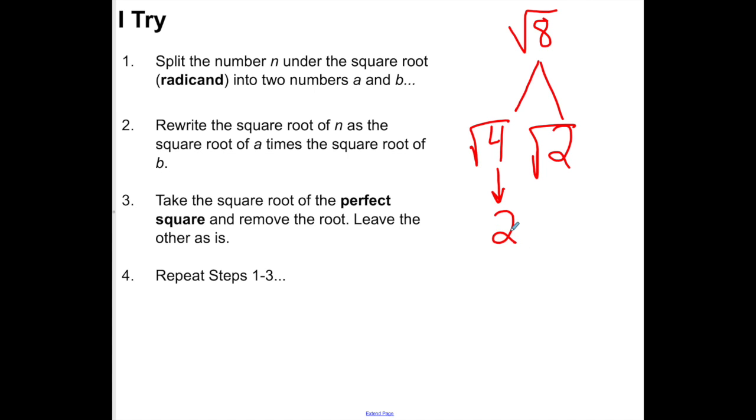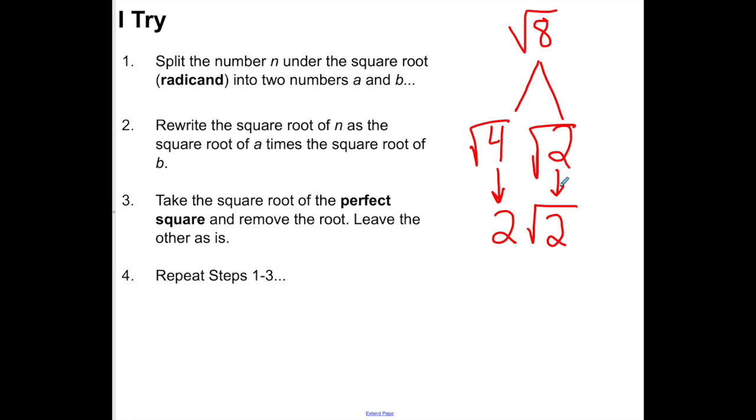So 4 goes to 2, that square root, and that's just simplifying, rewriting it as the same thing, right? 2 is exactly the same thing as the square root of 4. And I leave the other one as is. I leave that square root of 2. That one comes on down, and that stays the square root of 2.